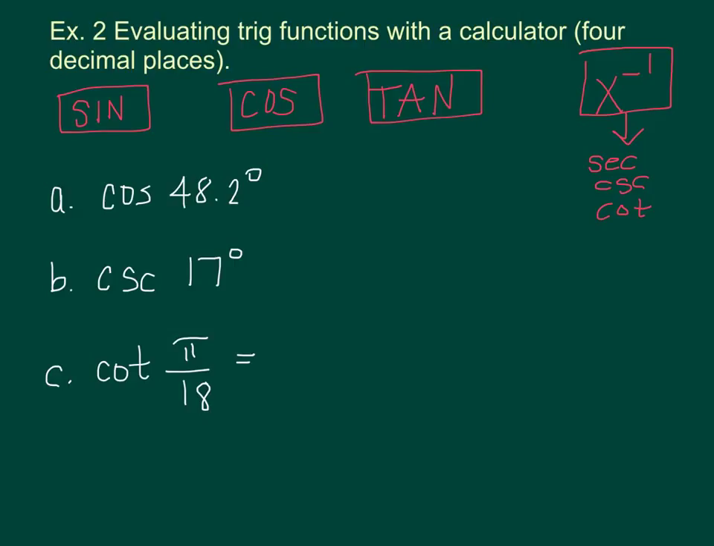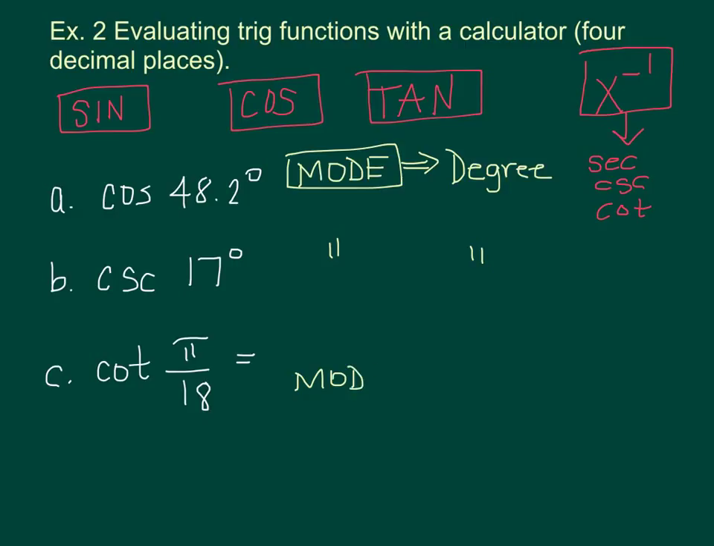Now, if they're asking you in degrees, you have to make sure your mode is in degrees. So for the first example, you have to go to mode and make sure the word degree is highlighted. This is for graphing calculators. Same thing with example B. But example C, your mode has to be radians. So make sure you look at the problem.